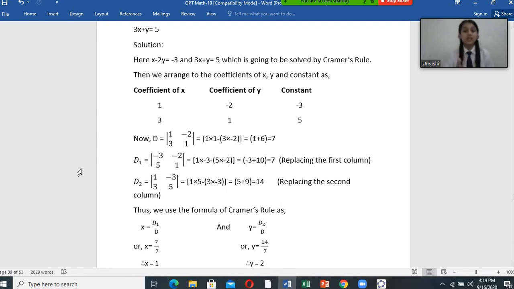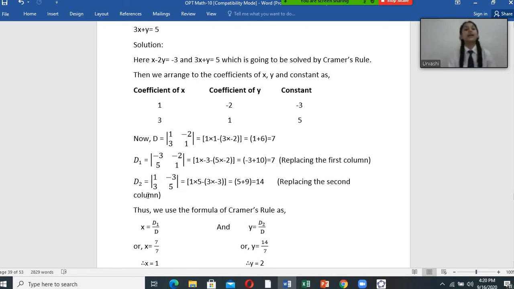I think it is really challenging and you may not have understood it, so I am repeating it once again. While finding determinant 1, what we have to do is replace the first column by the constant column. The constants are minus 3, 5, and the second column is composed of the coefficient of y, which is minus 2 and 1. Now we have to find the determinant, which is done by leading diagonal minus minor diagonal. The required value of the determinant is 7 here.